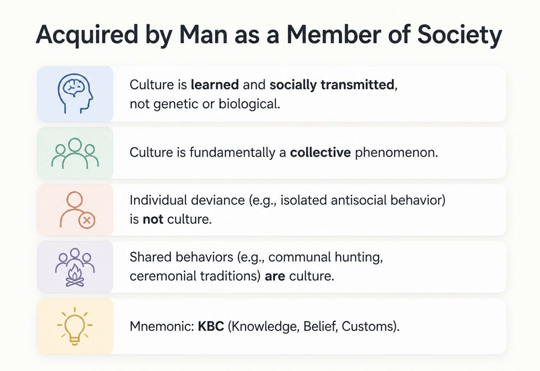If a single individual engages in isolated antisocial behavior, that is individual deviance, not culture. But if an entire group shares a practice, like communal hunting, that is cultural. A quick mnemonic to remember the components of his definition is KBC, like the game show: knowledge, belief, and customs, which you can then expand to include morals, arts, and laws.